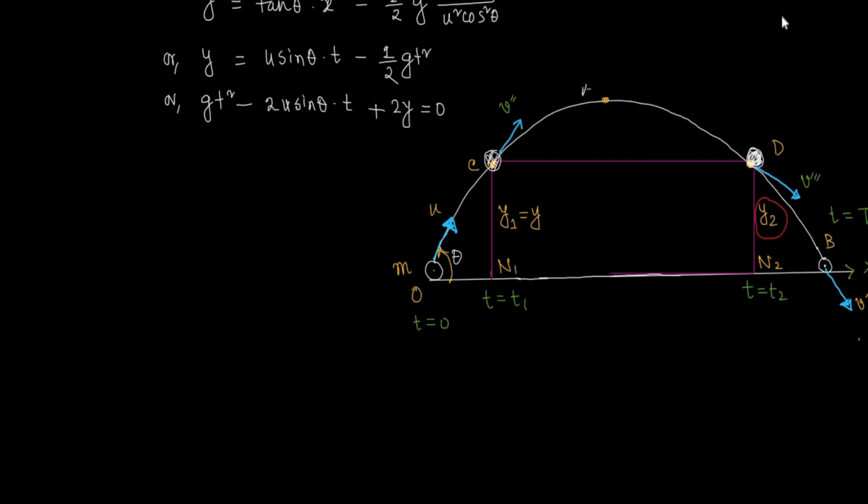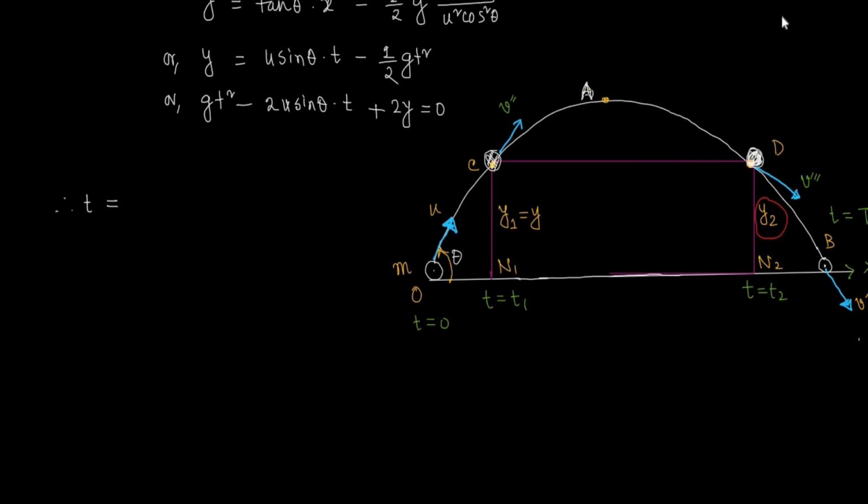As it is a quadratic equation, there will be two roots of time t. That means there will be two instants of time, t1 and t2, at which the projectile attains the same instantaneous height. As t has a quadratic equation, there will be two timings at which the projectile will have the same vertical displacement.